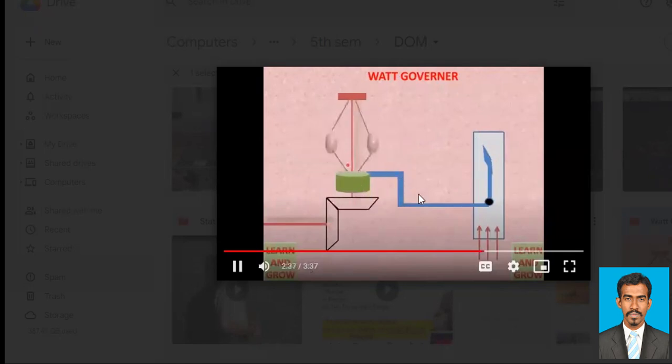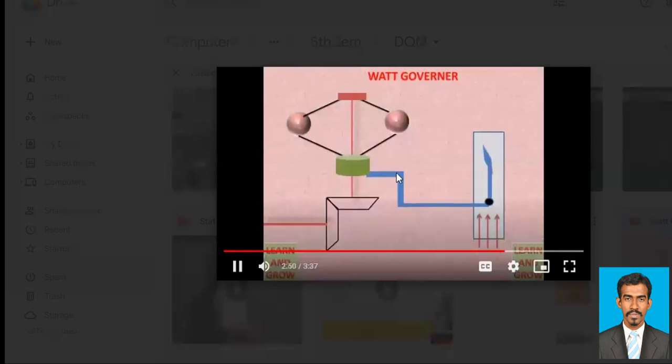Which will in turn change the position of this link. You see here, this will go up. So what will happen? This link would also turn. You see here, this will turn down. So in that case, it will control the fuel supply here, by controlling this valve.